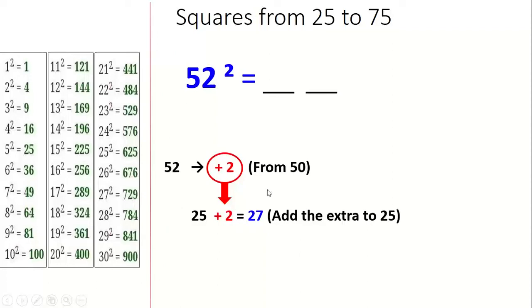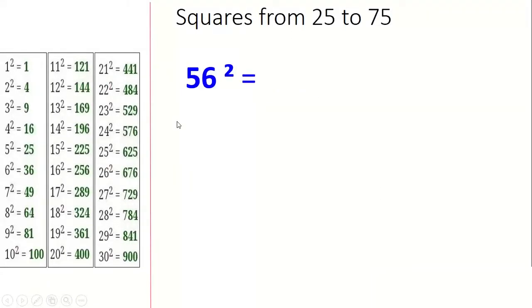And the second part is whatever the extra is, take the square of that number. So 2 square is 04. It's a 4, but I'm going to use 2 digits, so I'm going to use 04. So my answer is 2704. Okay. So let's go to the next question.